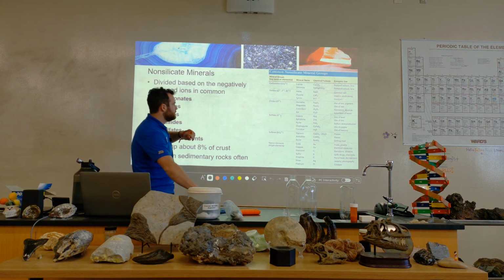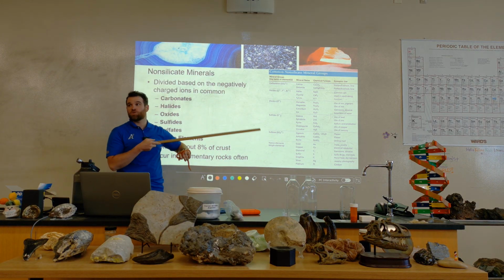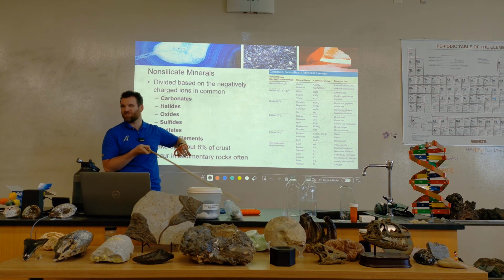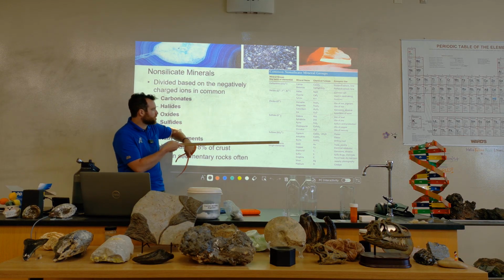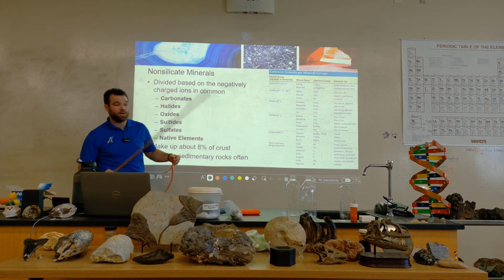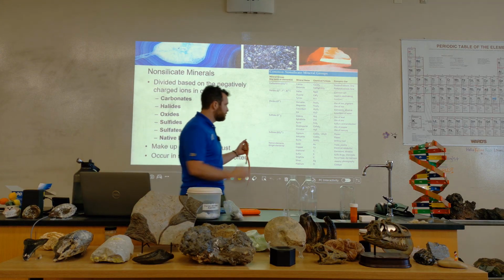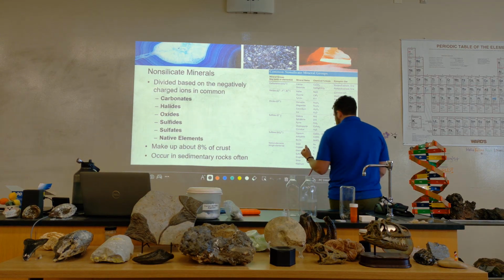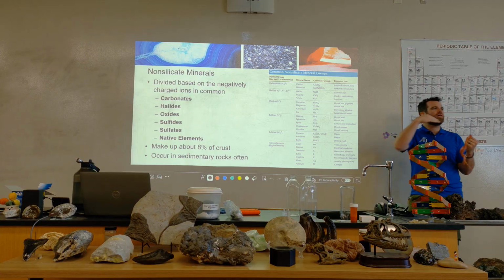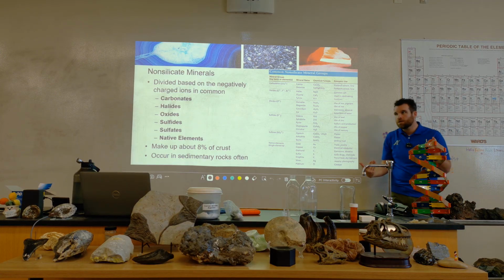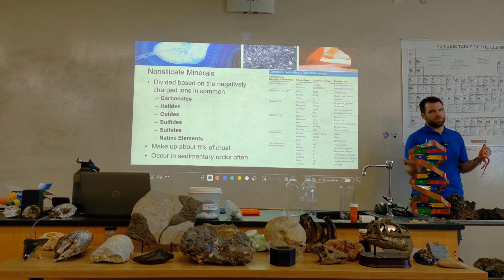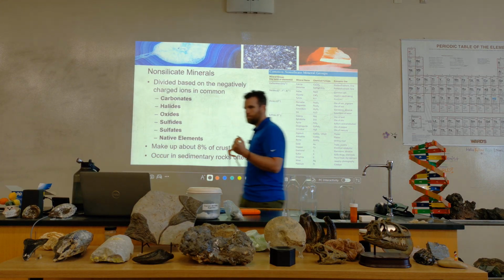Other things, by the way, included on this list, all the native elements. So all the things that prefer to bond pretty much just with themselves. Things like gold, copper, diamond. Diamond is just carbon, by the way. Diamond is pure carbon. Sulfur, graphite, which is another version of pure carbon. Silver, platinum, all those things. Anything that we find on its own, typically, counts as a non-silicate mineral as well.